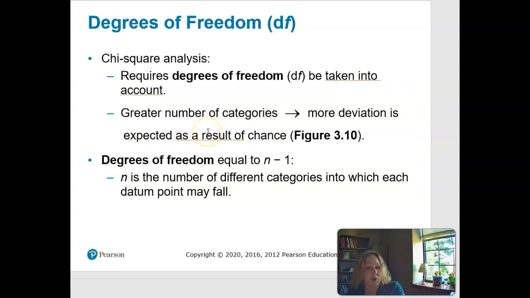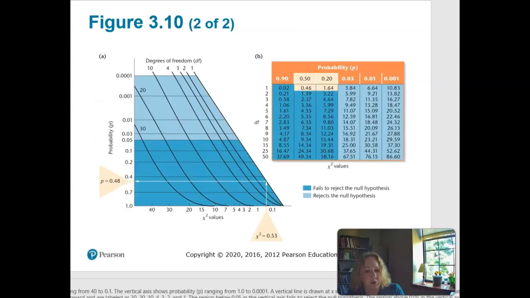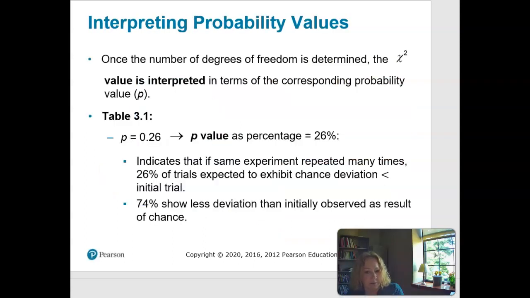The chi-square analysis requires degrees of freedom to be taken into account. Greater number of categories, more deviation as expected. N-1 is the number of different categories into which each data point may fall. Here's a graph for looking at some of the probability. We will do some of these in class, so I'm not going to, it's too small for you to see on the screen.